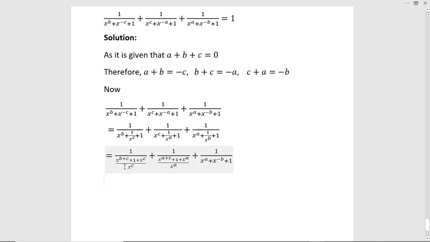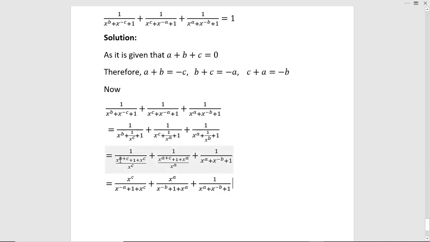So if we take the LCM here, we will take the LCM of the first denominator, x to the power c, and we will get x to the power b + c + 1 + x to the power c. And we will take the LCM here, x to the power a, and when added we will get x to the power a + c + 1 + x to the power a, and we will not convert the third one. Now we can write them like this.